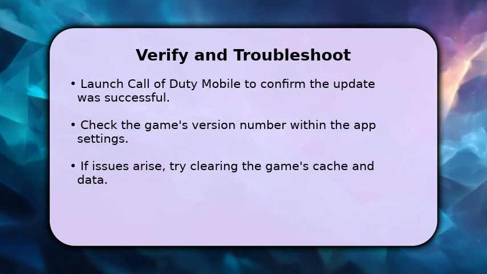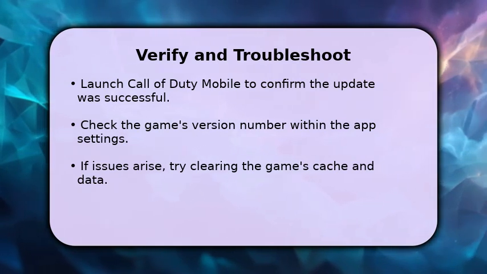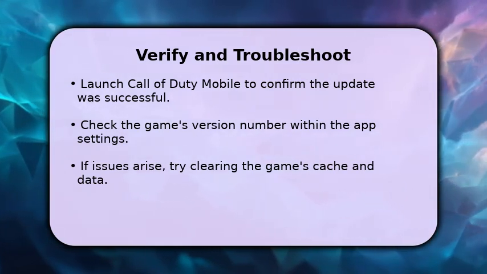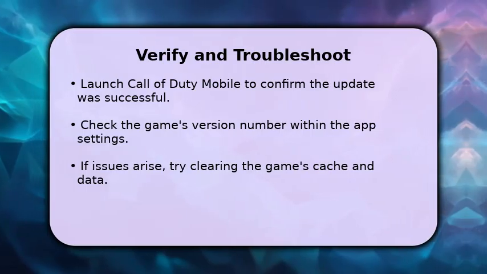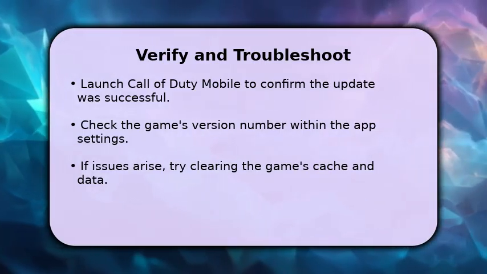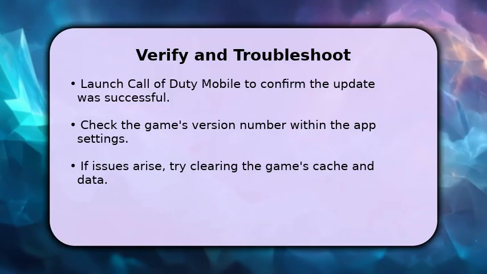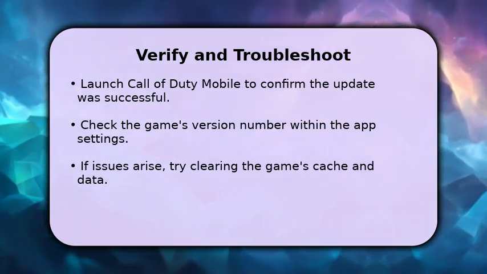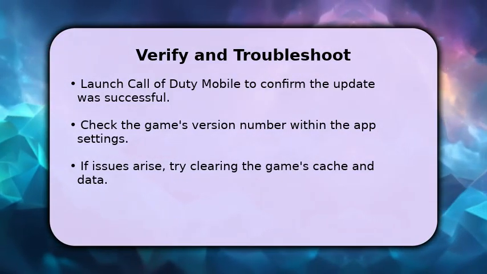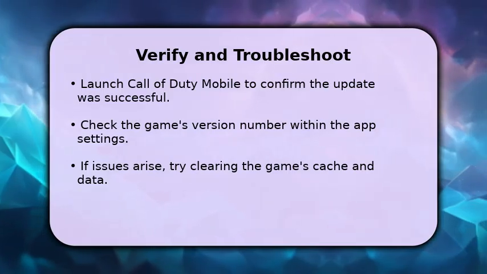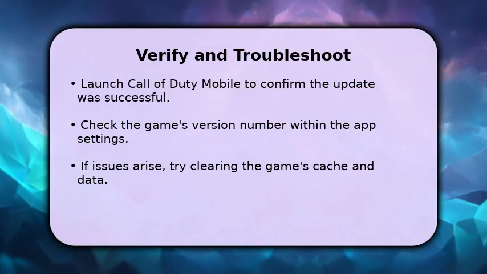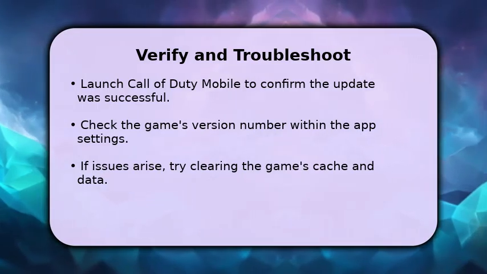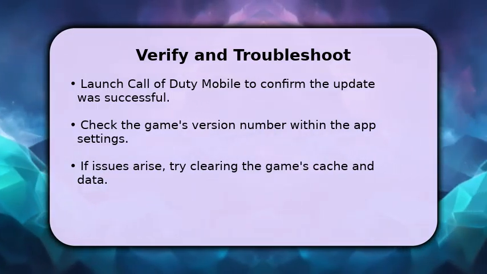After installation, it's time to verify everything. Launch Call of Duty Mobile to confirm that the update was successful and the game runs smoothly. You can usually check the game's version number within its in-app settings. If you encounter any issues like crashes or errors, try clearing the game's cache and data first. For more persistent problems, a complete reinstall of the game, following these steps again, often resolves them. Enjoy playing the updated game.